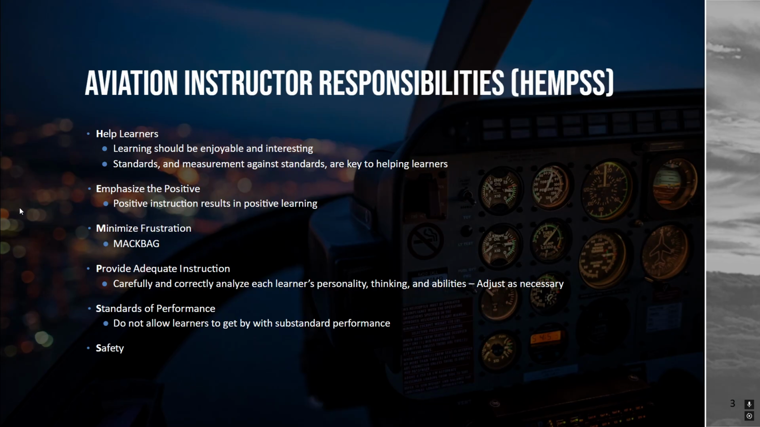P in this HEMPS acronym is provide adequate instruction. As long as you really take an interest in the well-being of your student, I think providing adequate instruction follows. Carefully and correctly analyze each learner's personality, thinking, and abilities, and adjust as necessary. No two students are going to be alike, so what's adequate for one student may not be for another. And we want to teach students to be safe pilots, not just to pass a check ride.